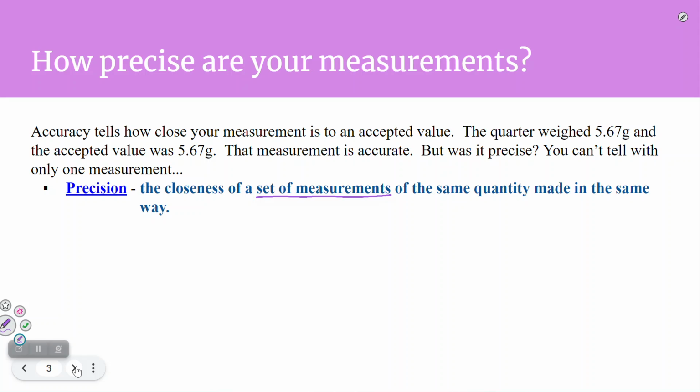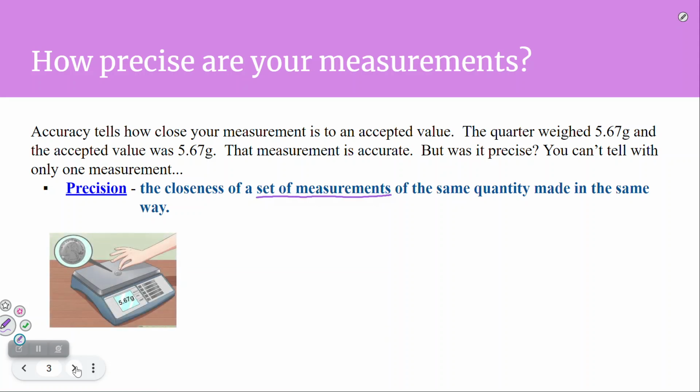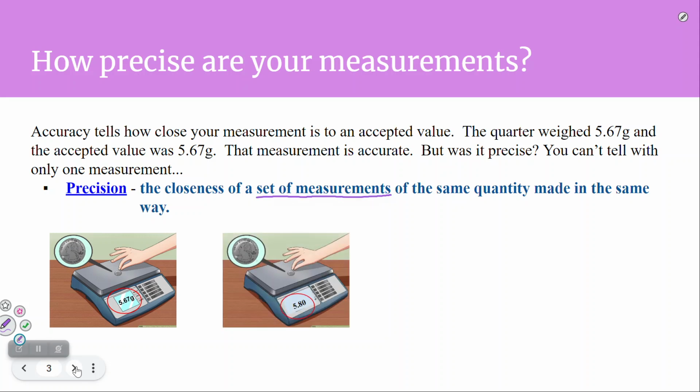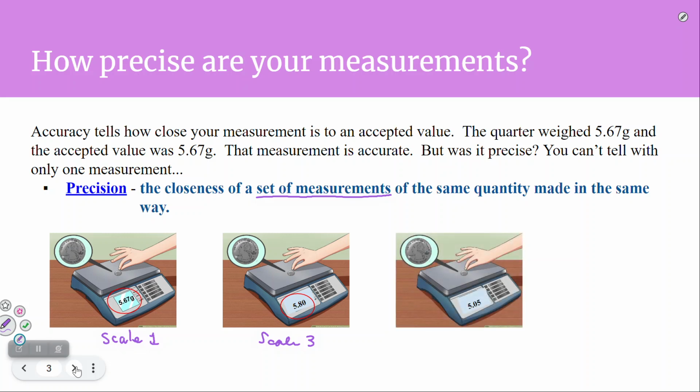Well, if we use 3 different scales, let's see if it's going to pop up here. Okay, so we have scale number 1 with 1 quarter, and scale number 2 with a second quarter. Actually, these are the same quarter, but this is a new scale here. So this is scale number 1, and this is scale 2. And then we'll have scale 3. Okay, so this is scale 3.